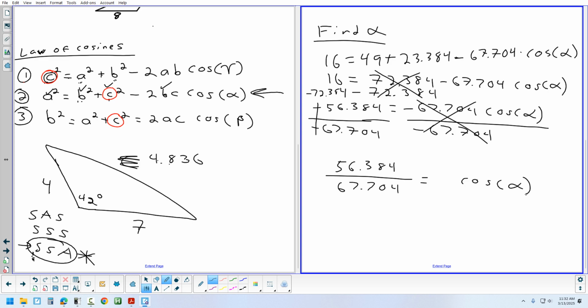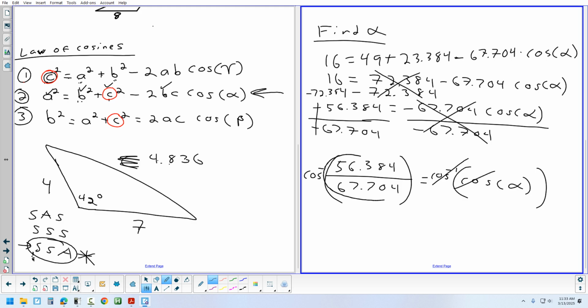Right, and now we're down to our last step to get alpha by itself. Take the inverse cosine. And what do we know about inverse cosine in terms of numbers you are allowed to take the inverse cosine of? They can only be between -1 and 1. It has to be between -1 and 1.